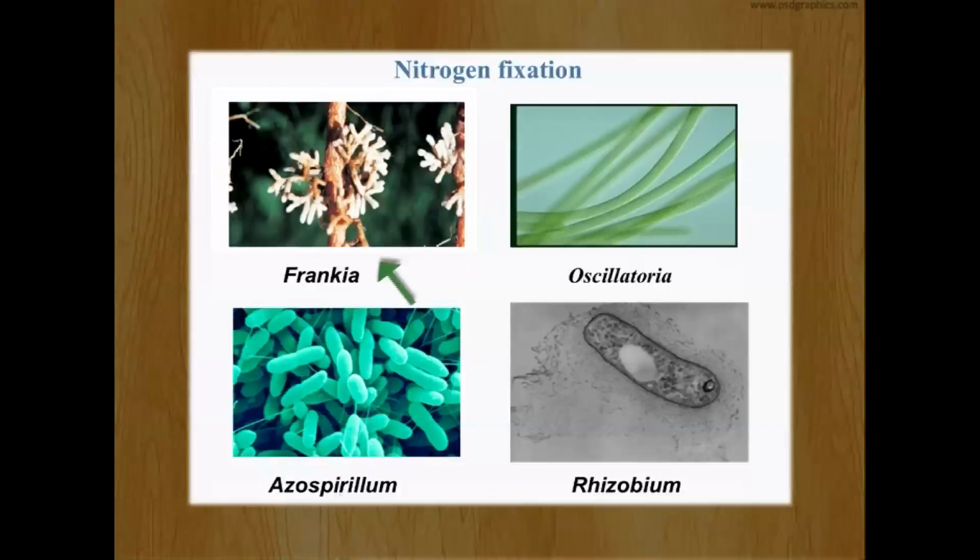ring. Now the first step in nitrogen fixation is the conversion of simple nitrogen, N2, to ammonium form. This is done by certain symbiotically associated bacteria such as Frankia and Rhizobium, or the free-living cyanobacteria such as Oscillatoria and free-living bacteria such as Azospirillum. These groups of bacteria contain the enzyme nitrogenase.